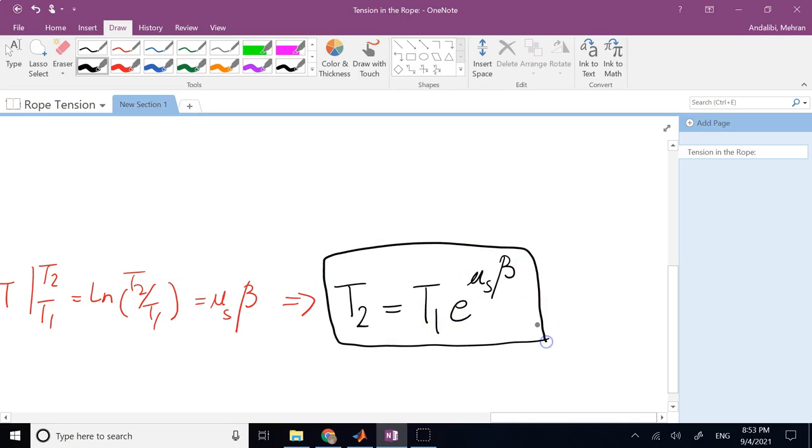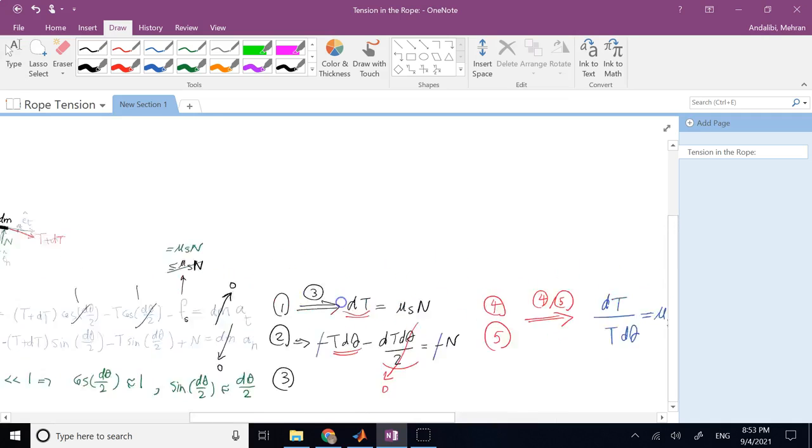And this is the very famous formula that you have for a rope around a pulley: the relation between the tension on the two sides is determined by e to the mu s times beta.